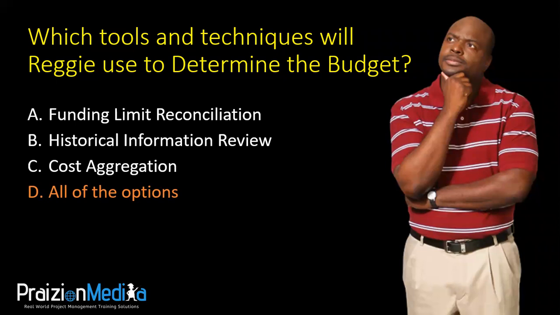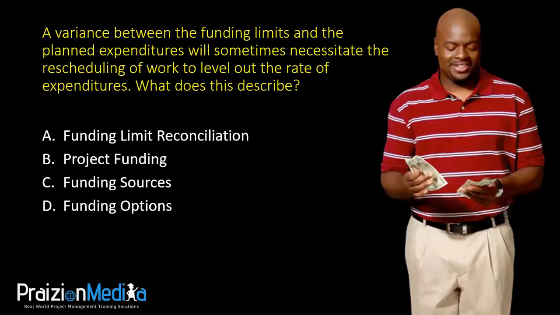Here's your next question. A variance between the funding limits and the planned expenditures will sometimes necessitate the rescheduling of work to level out the rate of expenditures. What does this describe?